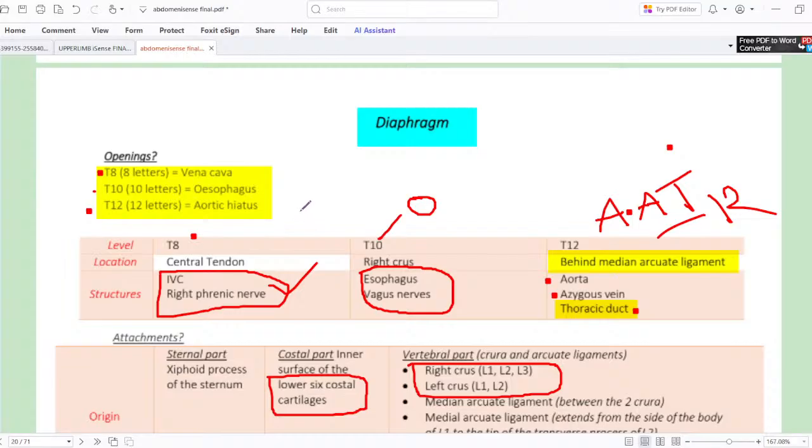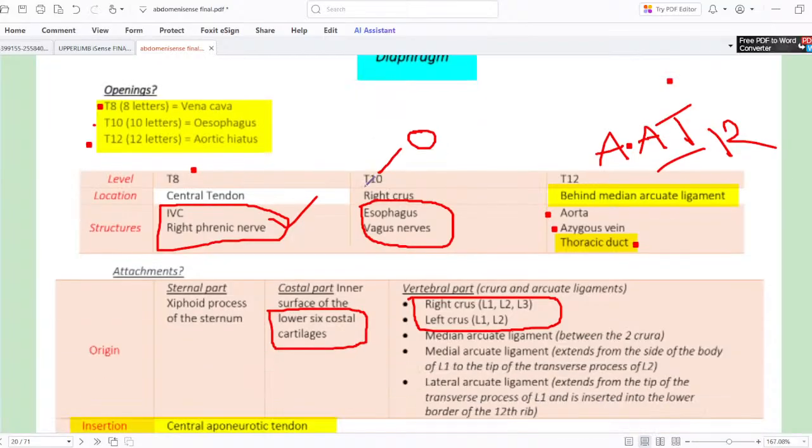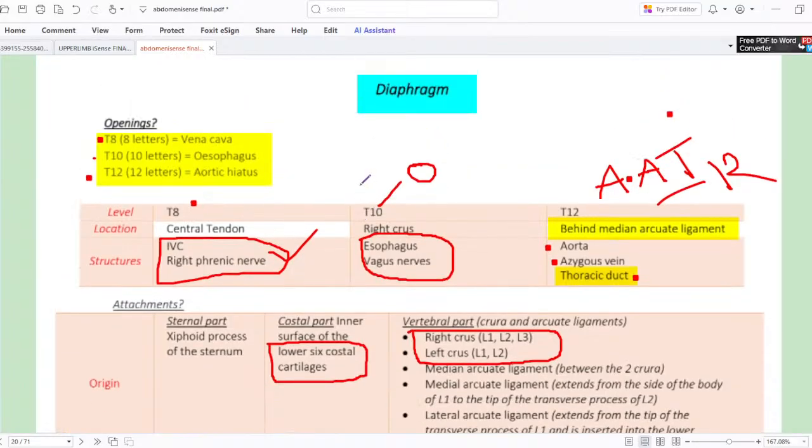Now, this is an exam question, not only part A but part B, C, D, E, F, G, everything. The diaphragm is very important. It separates thorax and abdomen, and allows some structures to pass from thorax to abdomen through openings. The openings are at different levels: thoracic 8, thoracic 10, and thoracic 12. Thoracic 8 is the vena cava opening, thoracic 10 esophageal, and thoracic 12 aortic.